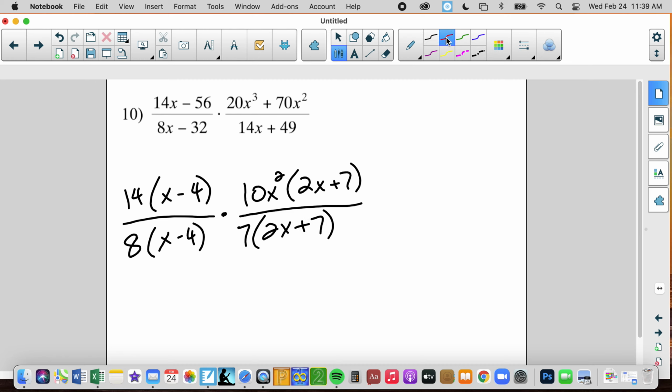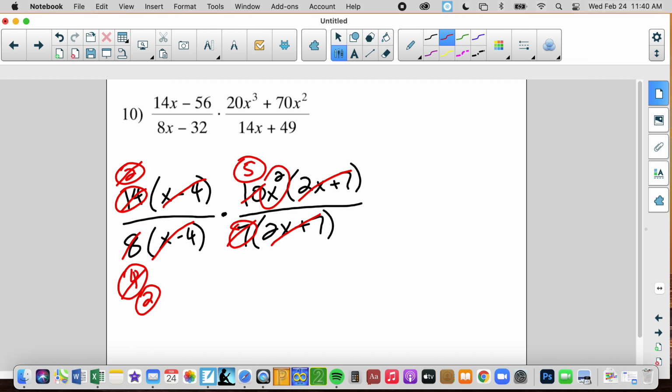Let's look for matching numerators with denominators. Numerators with denominators. 7 and 14. That becomes a 2. I can do 2 and 8. That becomes 4. I can do 4 and 10. 2 goes into those. So 2 goes into 4 2 times. 2 goes into 10 5 times.